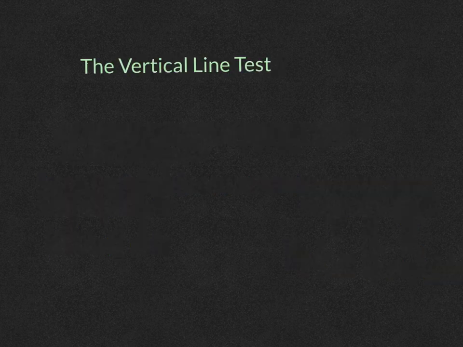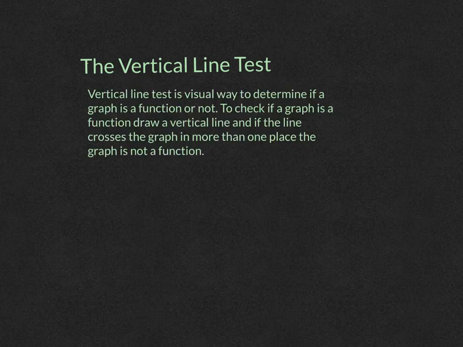There's one other way to tell if something is a function or not, and that is if you have a visual graph of a function, you can do what's called the vertical line test. The vertical line test is a visual way to determine if a graph is a function or not. To check if the graph is a function, what you do is you draw a vertical line, and if that line crosses the graph in more than one place, the graph is not a function.